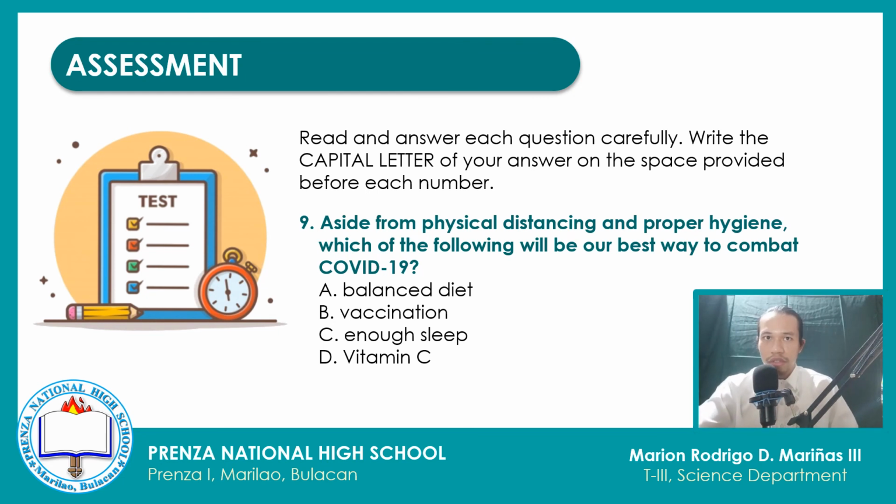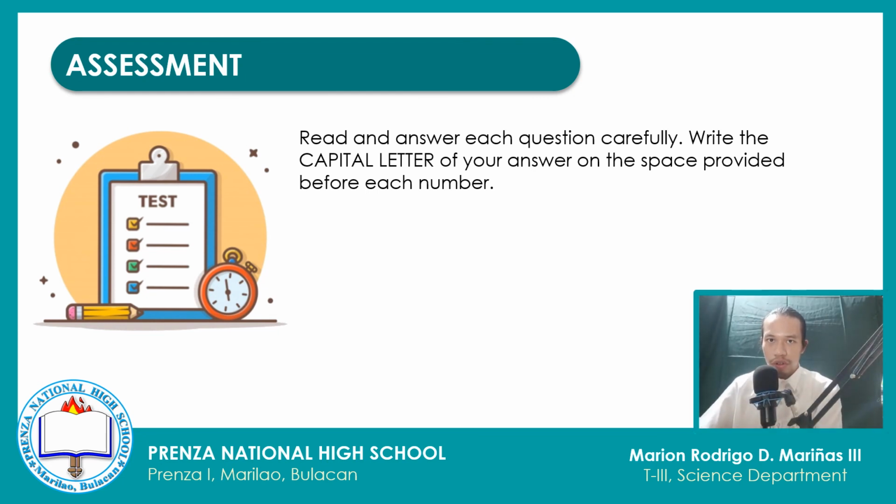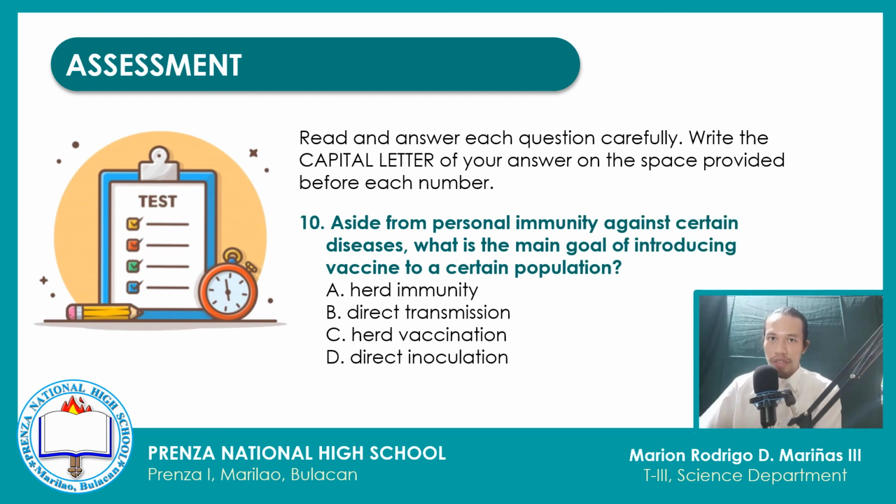And for our last question, aside from personal immunity against certain diseases, what is also the main goal of introducing vaccine in a certain population? The choices are A. Herd immunity, B. Direct transmission, C. Herd vaccination, and D. Direct inoculation.